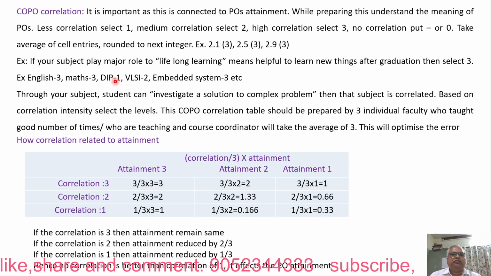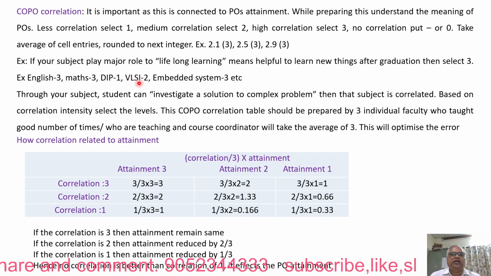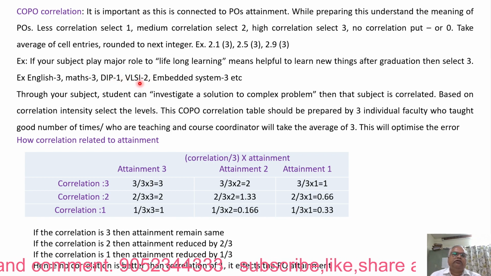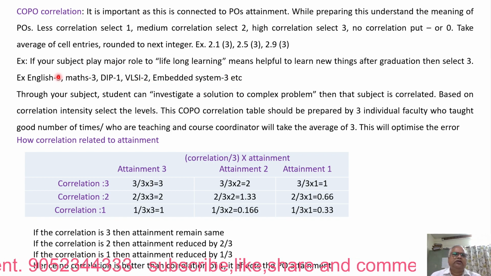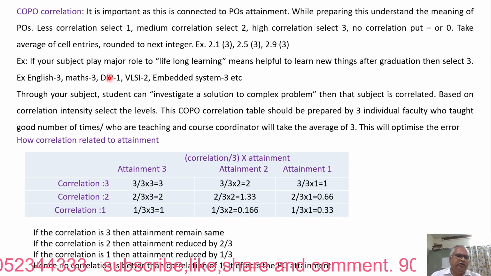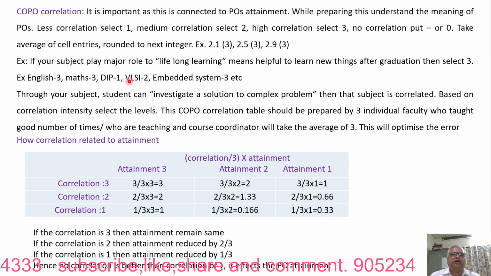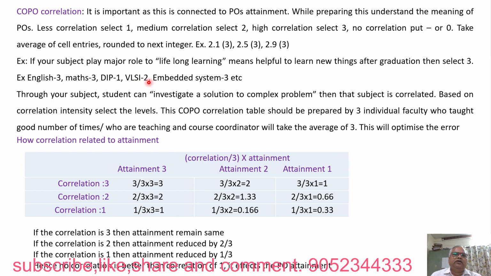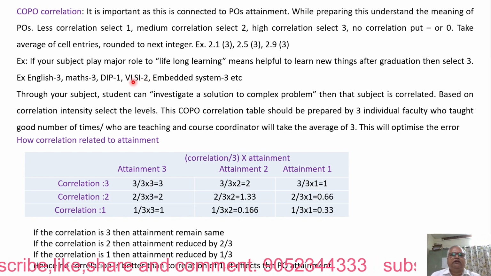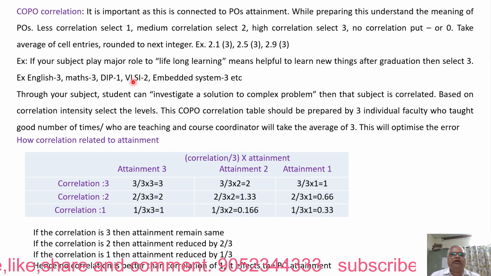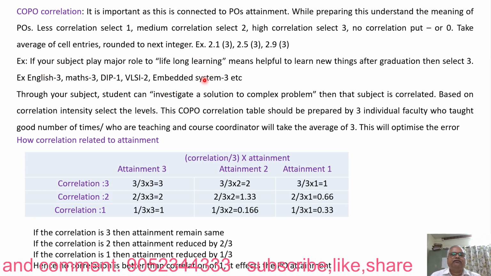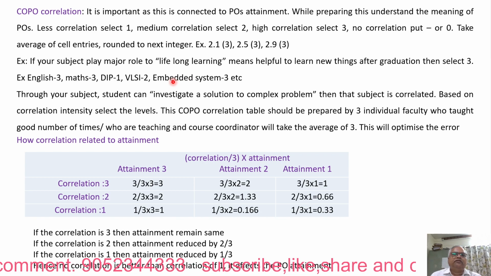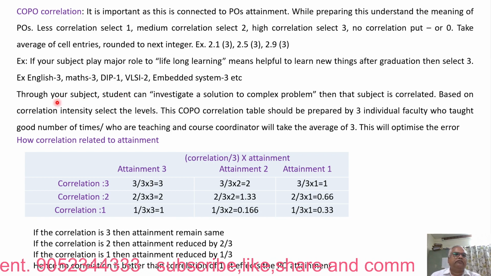Digital image processing may be 1. If students work in the area of the VLSI field, there may be more correlation like that. So there is no hard and fast rule; it depends on perception and understanding. One person thinks it is level 2, another thinks it is only level 1, and so on. That's why we should go for an average of 3 teachers. That will optimize the error.